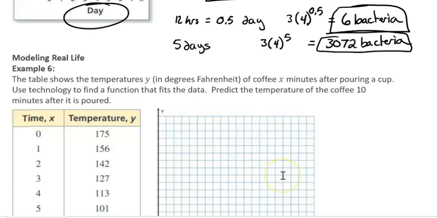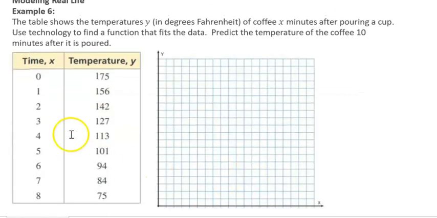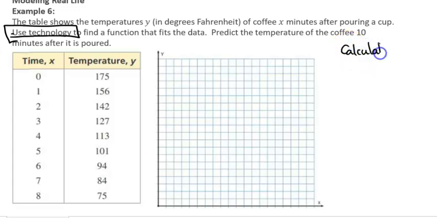Okay, so on this one, it says this table shows the temperature, where y is temperature in Fahrenheit, of coffee x minutes after pouring a cup. So use technology to find a function that fits the data. Specifically, when it says use technology, that tells me to use a graphing calculator. Remember that if you have an iPhone and you're at home, you can always use the app Calculate 84 to pull up a graphing calculator. I'm going to get mine pulled up right now.